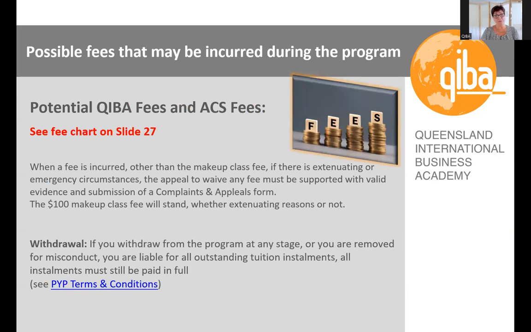So, possible fees that may be incurred during the program. These are on a chart. The chart is on slide 27. When a fee is incurred, other than the make-up class fee, if there are extenuating or emergency circumstances, the appeal to waive any fee must be supported with valid evidence and submission of a complaints and appeals form. The $100 make-up class fee will stand whether extenuating reasons or not. And withdrawal. If you withdraw from the program at any stage, or if you're removed for misconduct, you're liable for any outstanding tuition fees if you chose the instalment option, and all instalments must still be paid in full, and you'll see the terms and conditions.